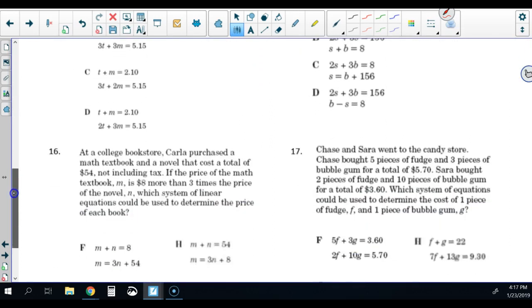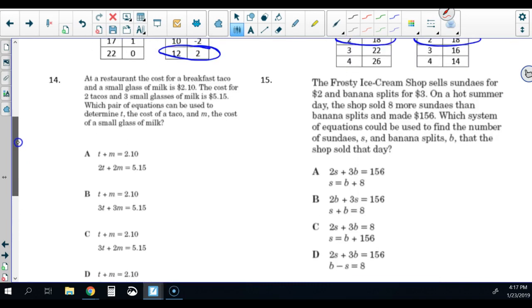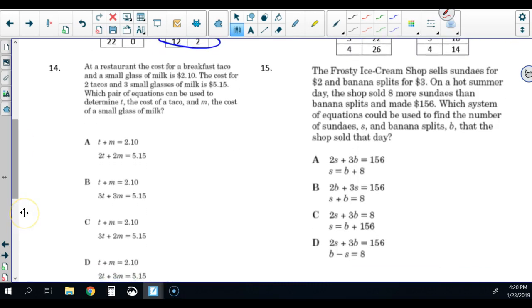14 through 17, we have some word problems, but you're not solving. So we're only writing here, not solving. Number 14, at a restaurant, the cost for a breakfast taco and a small glass of milk is $2.10. We'll call T the taco, M the milk.